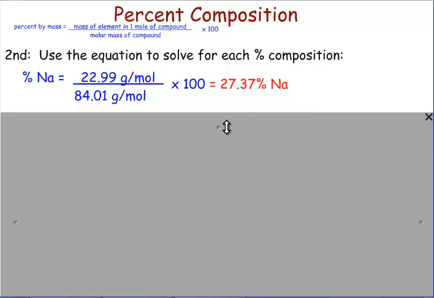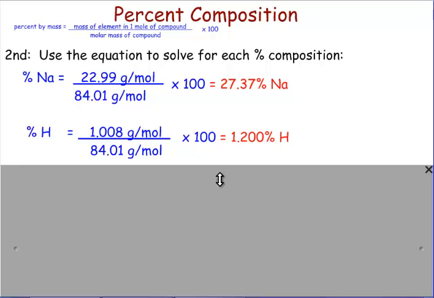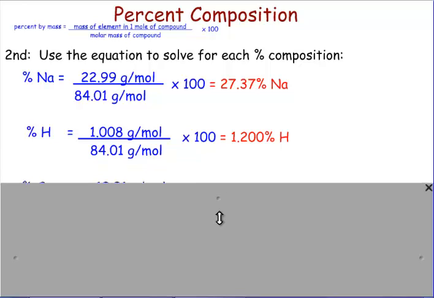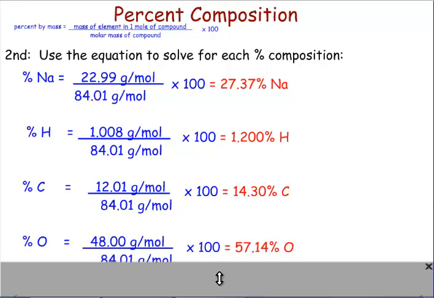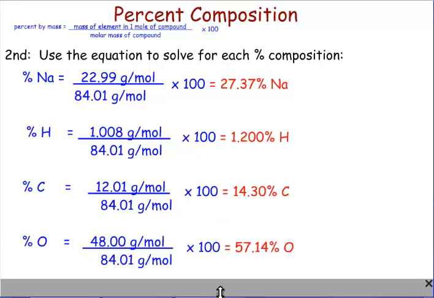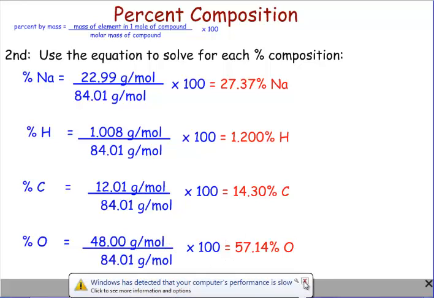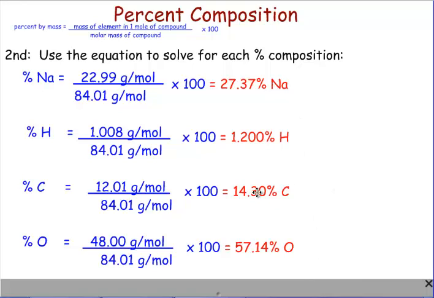We continue doing this for hydrogen, for carbon, and because we have 3 moles of oxygen, it's actually contributing a little bit more of the mass. Okay, remember that there were 3 moles of oxygen atoms, which have a total mass of 48 grams, divided by the total molar mass. Then we get a higher percentage of oxygen. Now we can check these problems really easily because if we total up our percentages, it should be close to 100, give or take a little bit because of rounding issues.